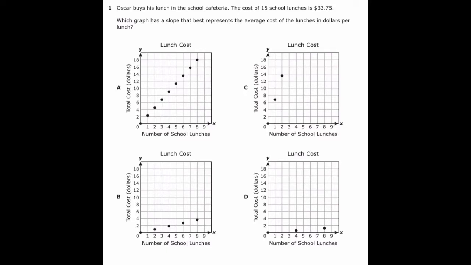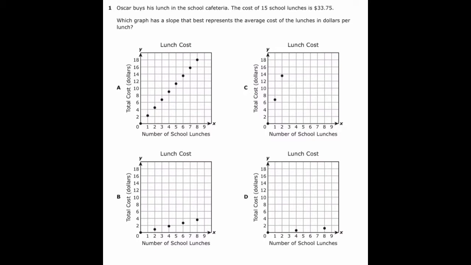It says, Oscar buys his lunch in the school cafeteria. The cost of 15 school lunches is $33.75. Which graph has a slope that best represents the average cost of lunches in dollars per lunch? Okay, if you look at all the graphs, you'll see that you have number of school lunches at the bottom, total cost in dollars on the side, and the title of the graph is lunch cost.